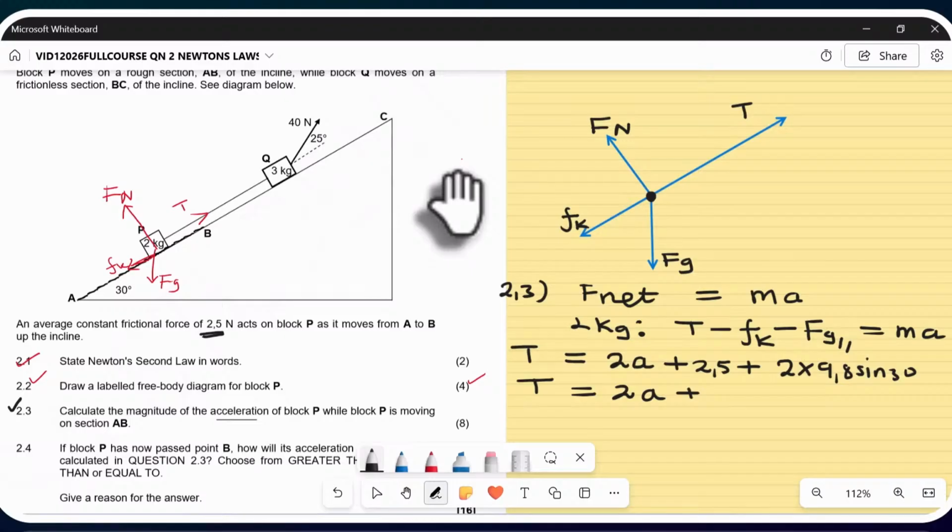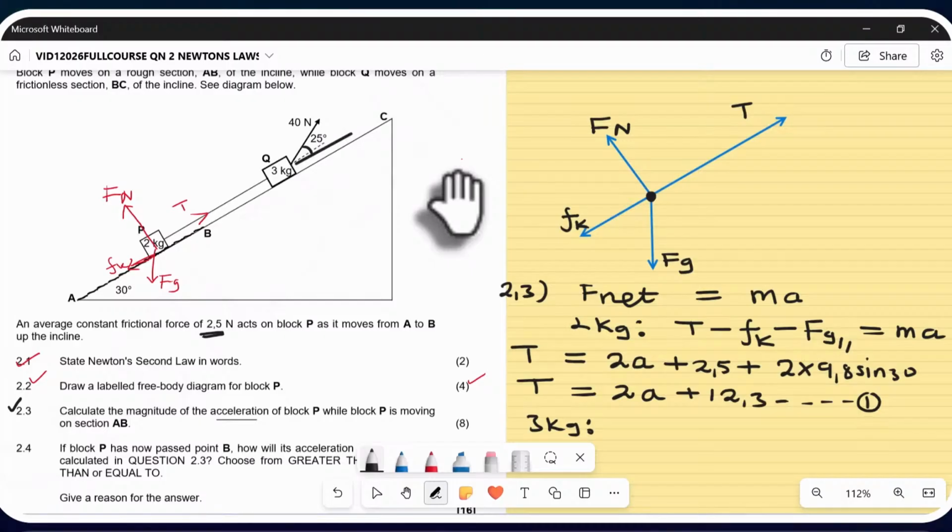12,3. I'm going to say this is equation 1. Then if I look at the other block, which is the 3 kilogram block, as you can see, the force is at an angle of 25. But because we are moving parallel to the slope, I'm going to take Fx. Now the Fx is what is pulling the system here. So I'm going to use cos because it is adjacent. So I'm going to say 40.